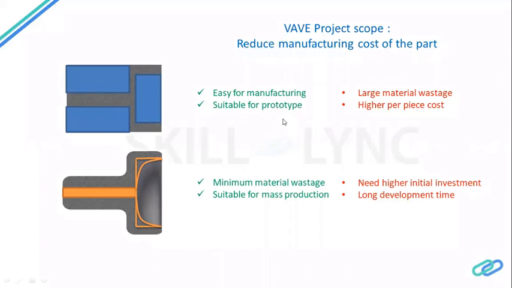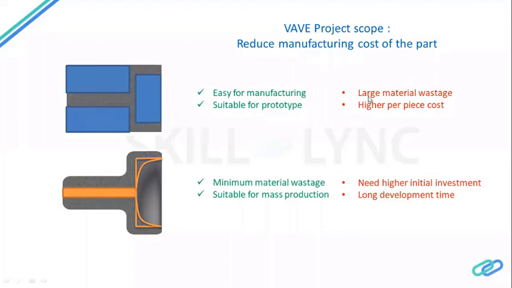But now let's have a look from a different perspective. Our scope was to reduce the manufacturing cost of the part. Now we have seen that bar machining is an easy process. First of all, it is a big advantage that we can easily manufacture using this process because we just have to buy a ready-made bar from the market. It can also be suitable for prototypes. So when I say prototypes, let's say you want this part in 5 or 10 numbers only. For 5 or 10 numbers, this could be a beneficial process because it's very easy and less time consuming.